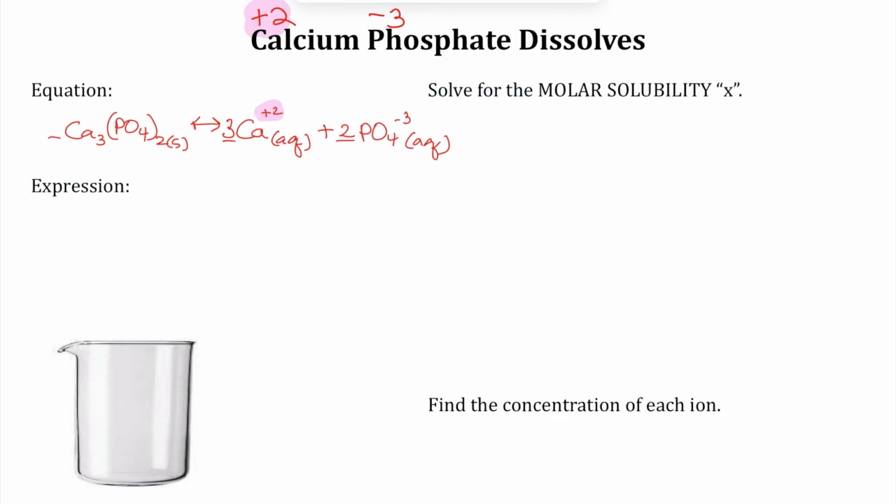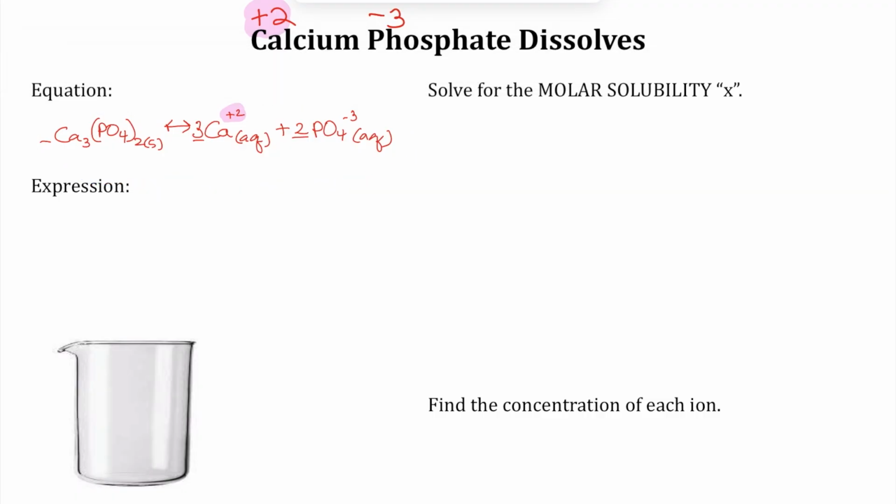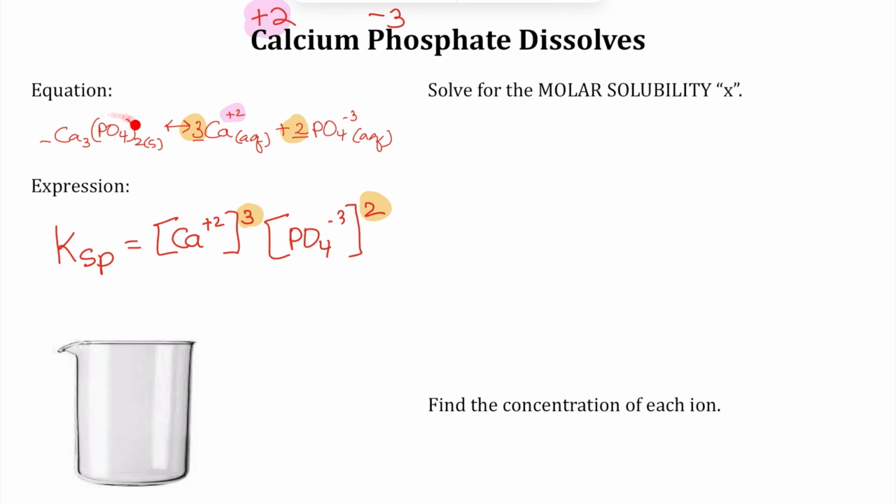And now I can write my Ksp expression. Ksp is the same as Keq, products over reactants. My products are on the right. Those are aqueous, so I include those. I'm going to have concentration of calcium +2, but I have 3 of those. So again, in this step, our coefficients become exponents. And I have my PO4 -3 ions, but I have 2 of those in my balanced reaction. So again, my coefficient becomes an exponent. So these are my products over reactants. Well, our reactant is a solid, and so that would just be a 1 in the denominator.